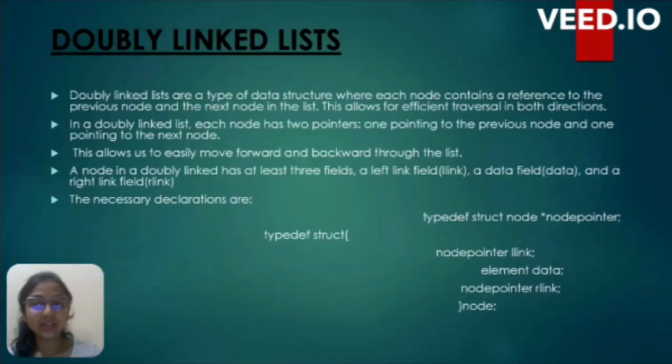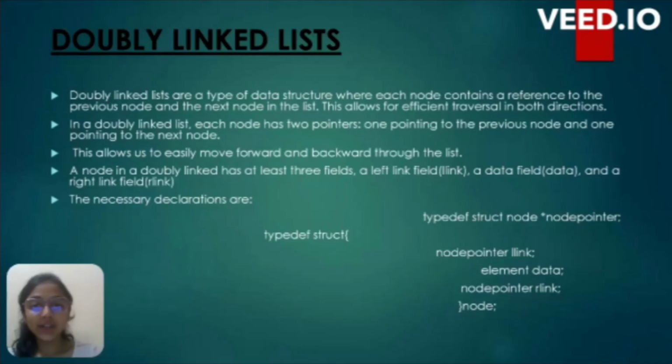Double linked list. Double linked lists are a type of data structure where each node contains a reference to the previous node and the next node in the list. This allows for efficient traversal in both directions. In a double linked list, each node has two pointers, one pointing to the previous node and one pointing to the next node. This allows us to easily move forward and backward through the list.